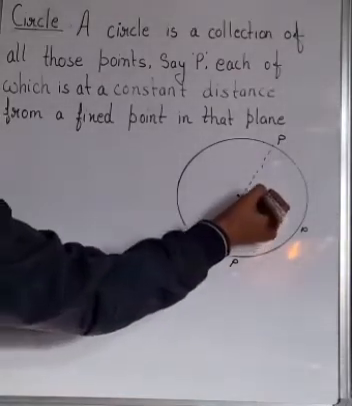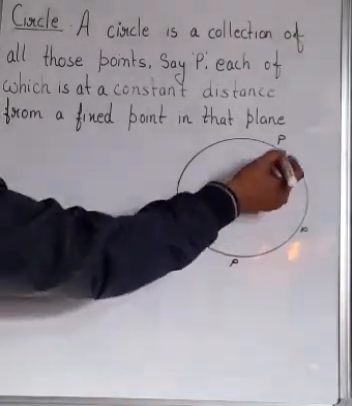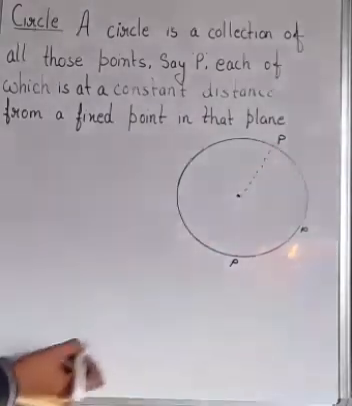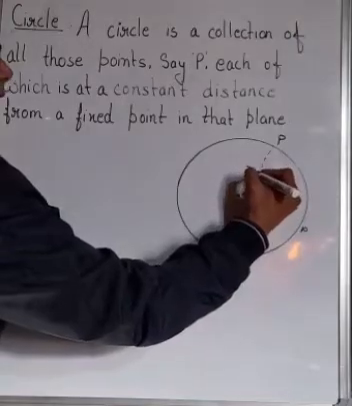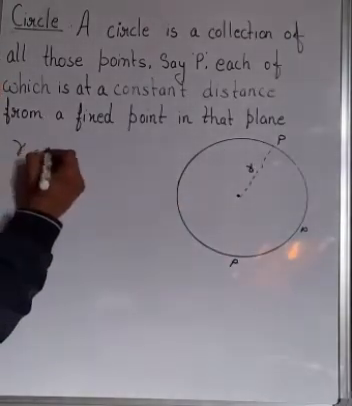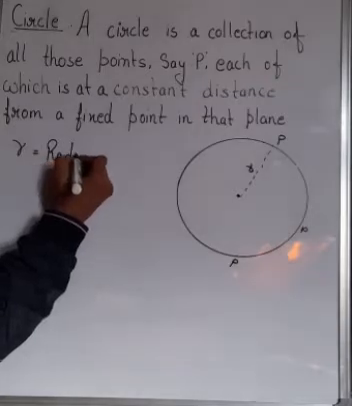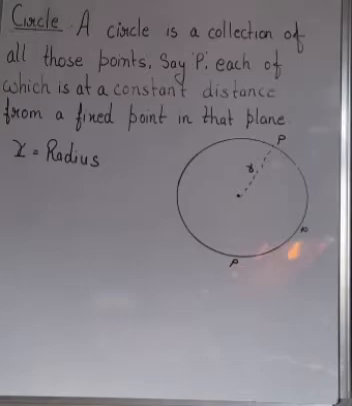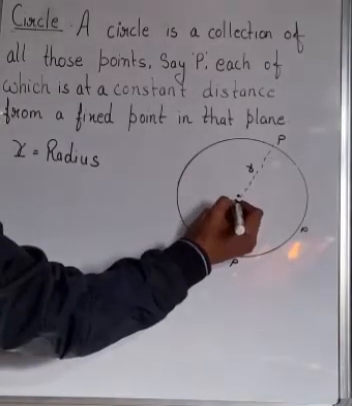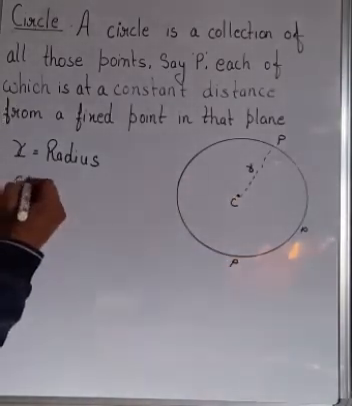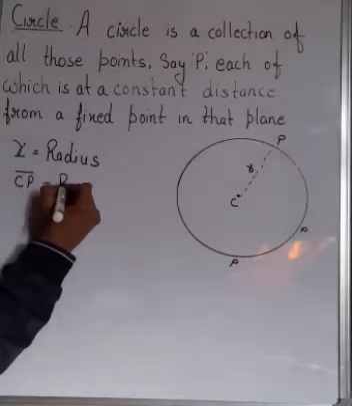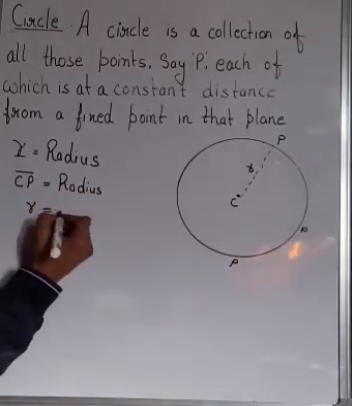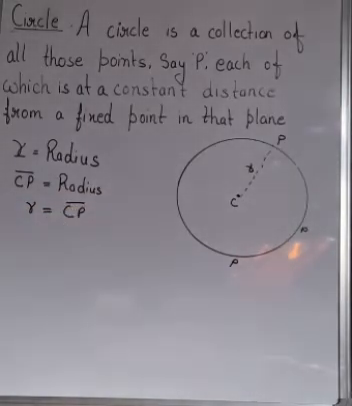Clear? This distance from a fixed point to the boundary of the circle, or you can say to any point P of a circle, is known as your R. R means radius. Clear? You denote this radius using small r. So this is your radius. If I consider this C, so CP, what is your CP? CP is your radius, and radius is always denoted by small r. So small r is equal to CP.